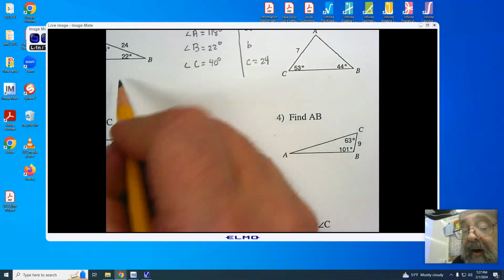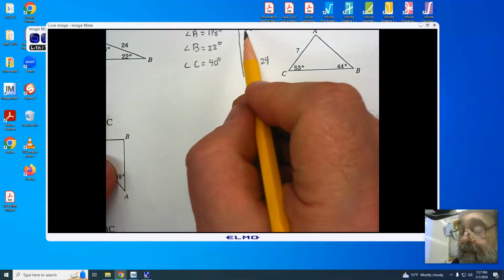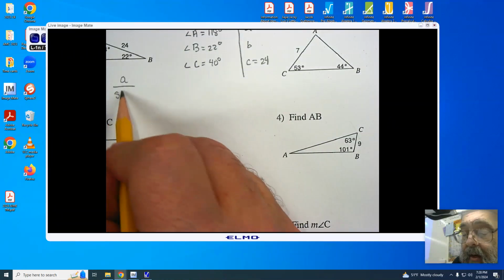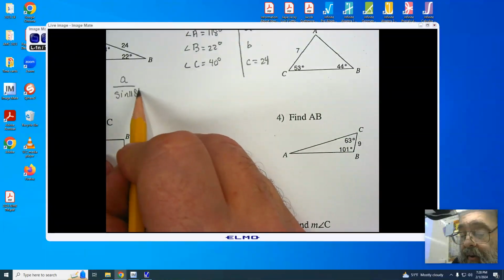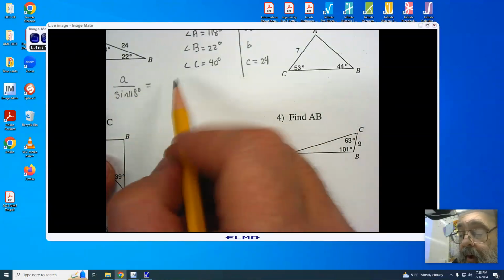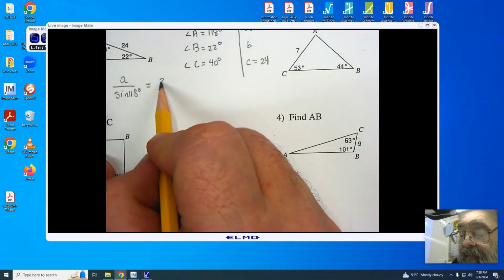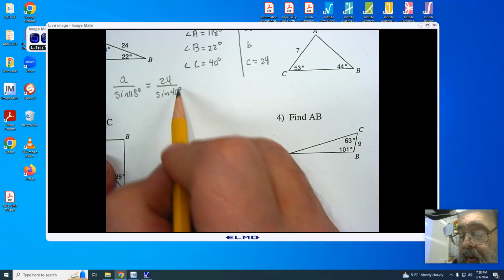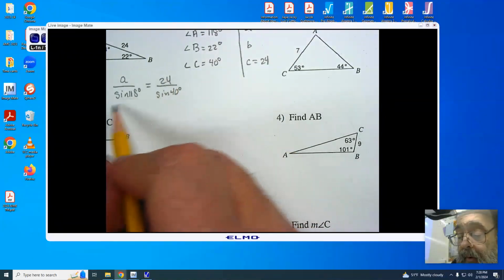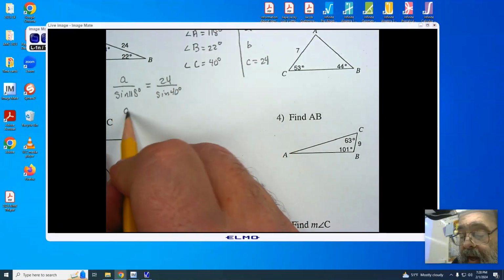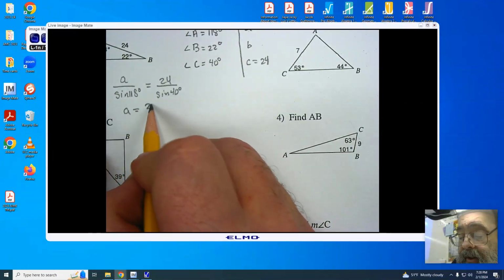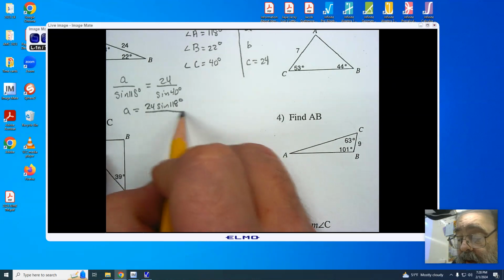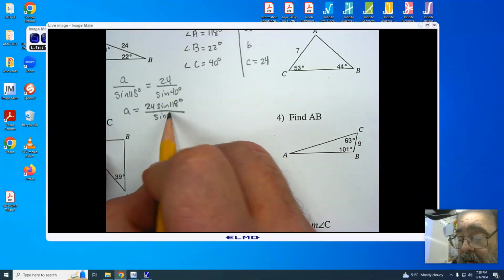We're now going to go ahead and we're going to set this up. I want to find side A, so I have A divided by the sine of 118 degrees is equal to side C, which is 24, divided by the sine of 40 degrees. I'm going to cross multiply or multiply by the reciprocal so that A is going to equal 24 times the sine of 118 degrees divided by the sine of 40 degrees.